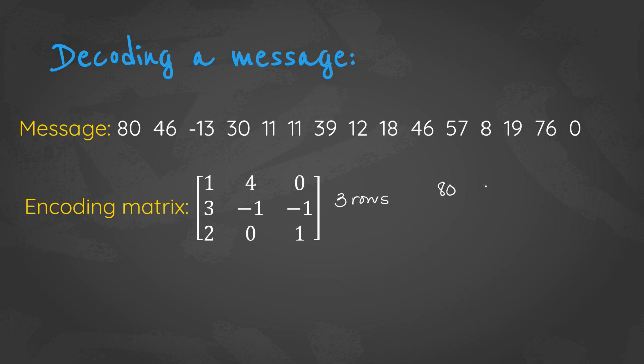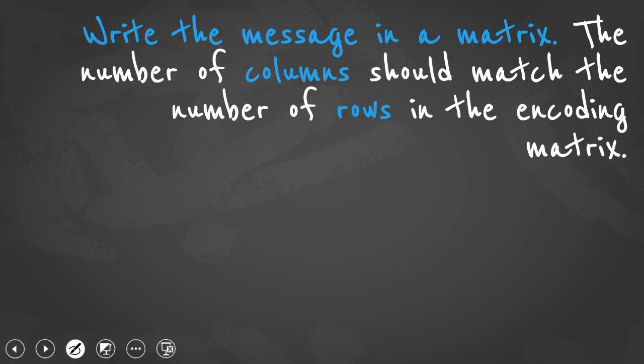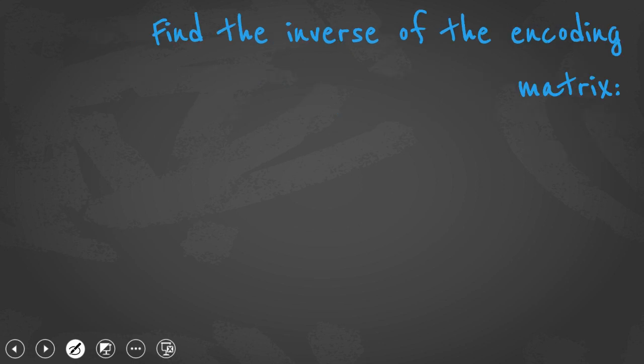I'm going to go 80, 46, negative 13, and then I'm going to start a new one. 30, 11, 11, 39, 12, 18, 46, 47, 8. Here we go. Okay, so I took that and I put it into a matrix. Like I said, it's very, very important that the number of columns matches the number of rows in the encoding matrix. That's super important when you're working with it, or you won't be able to multiply.